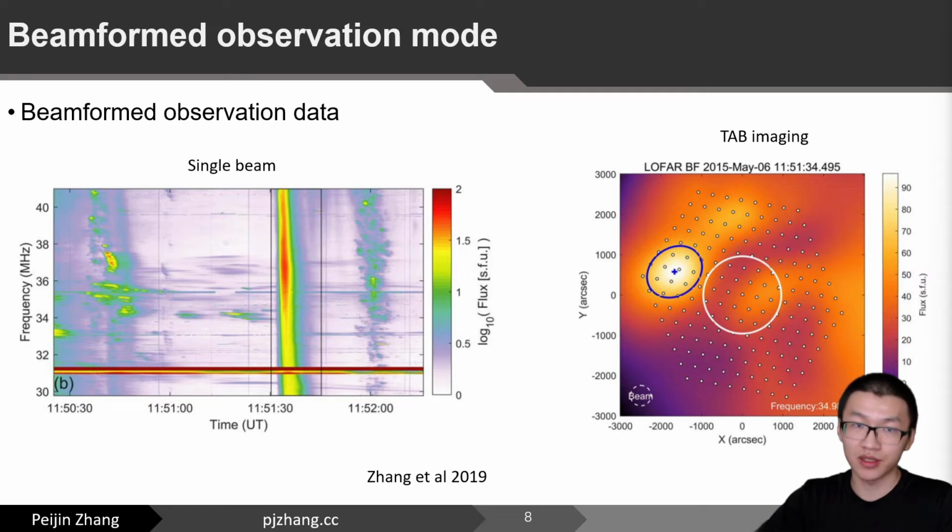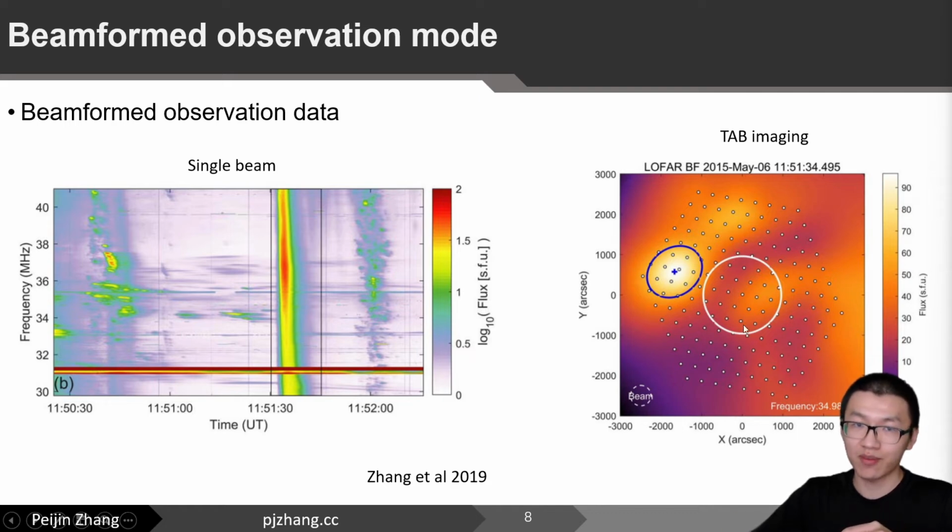Another type of data product is tied-array beam imaging. As I said, the tied-array beam can be programmed to point at any direction in the sky, and it can point at multiple directions at the same time. So imagine one beam is a pixel. It records the radial flux at one direction, and combining all these pixels, we can form an image.